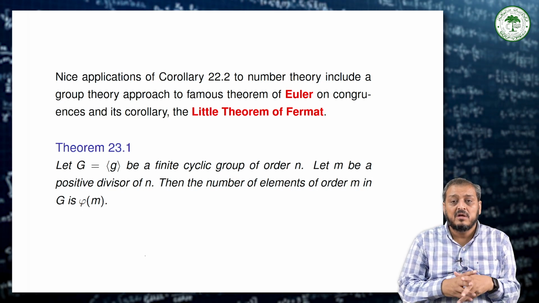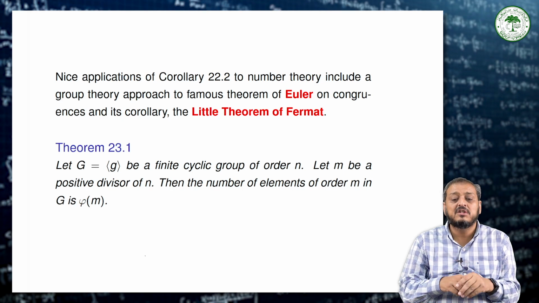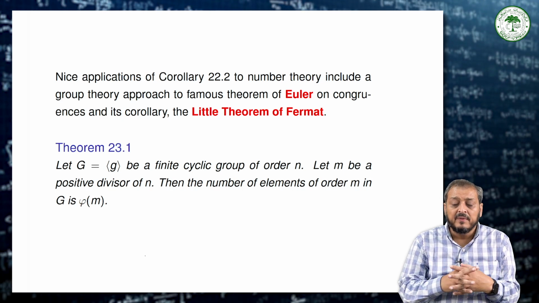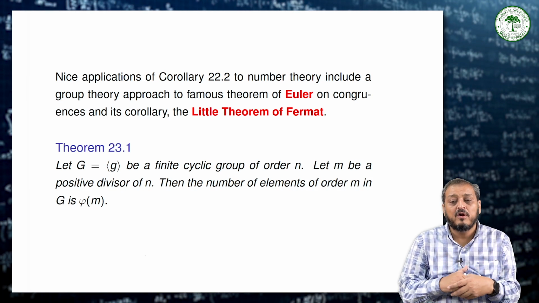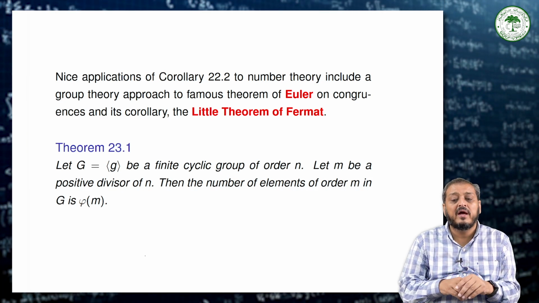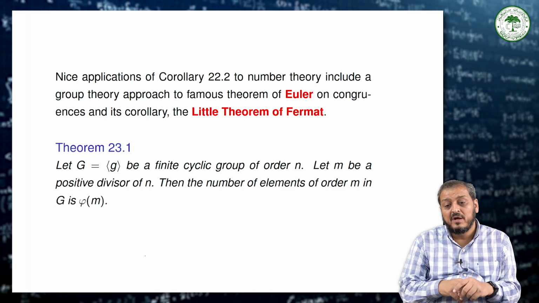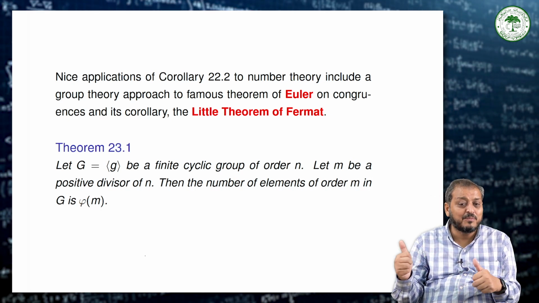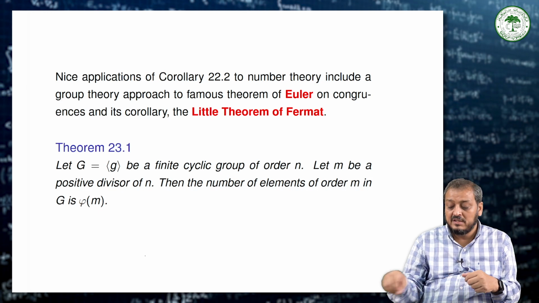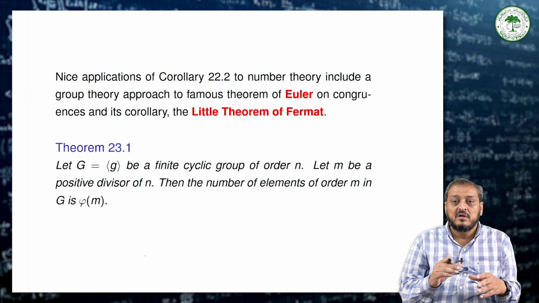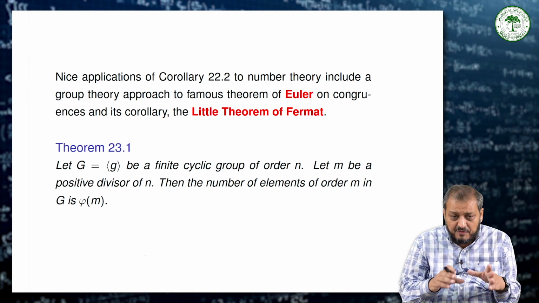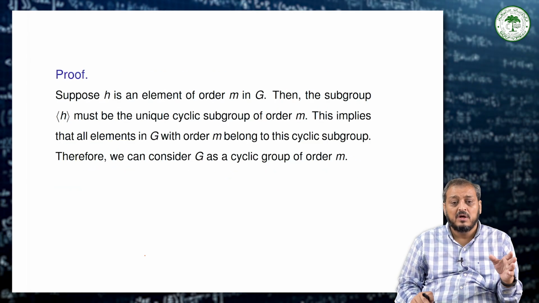Let G be a cyclic group of order n, and m be a positive divisor of n. Then the number of elements of order m in G is phi(m). So simply, if m is a positive divisor of n, then the number of elements of order m in G is phi(m). Let us prove this.